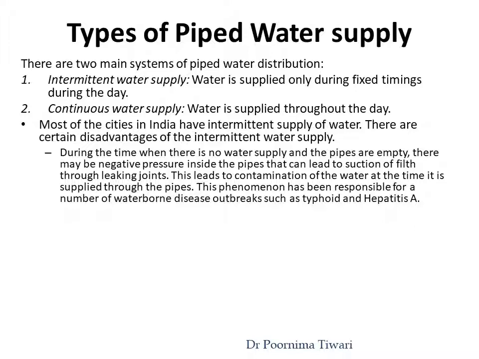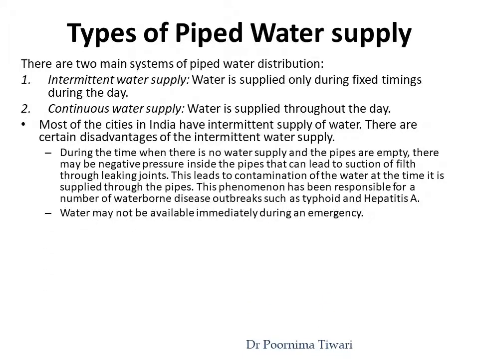And you must have seen that many times the sewer line and water supply line, they run parallel near to each other. And sewer line is also old, decaying and leaking. So whatever is sucked in the pipes, in the drinking water pipes, may contain this sewage also. So this leads to contamination of water in the drinking water supply. And this phenomenon has been identified as the reason for number of waterborne diseases like outbreaks of typhoid and outbreaks of hepatitis A.